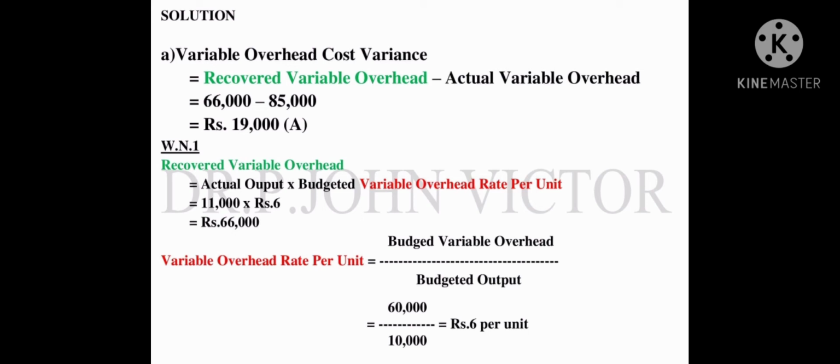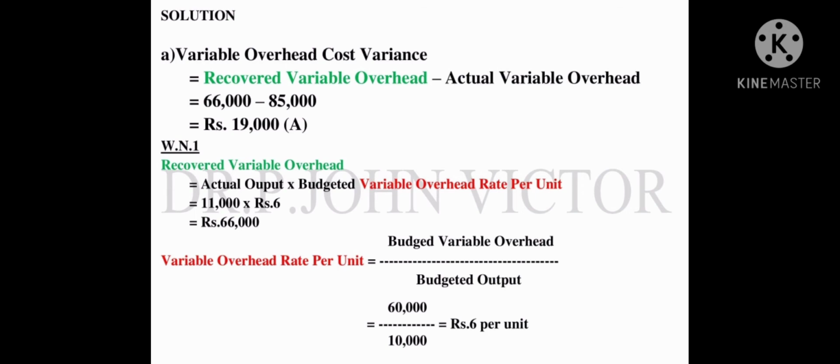Variable overhead cost variance, that is recovered variable overhead 66,000 minus actual variable overhead, which is given as 85,000. That means rupees 19,000. Here the value is adverse because 66,000 minus 85,000 means the 85,000 is the bigger value. It comes as minus, so the result of this formula is adverse.